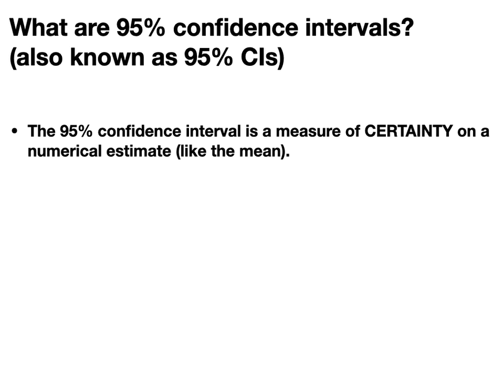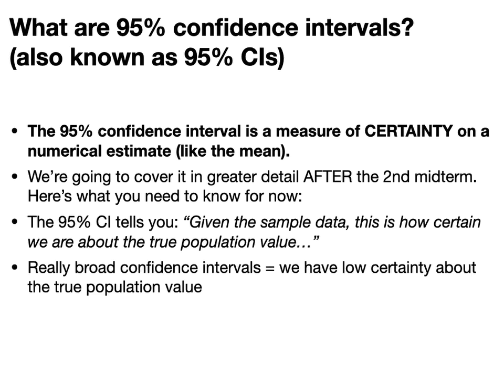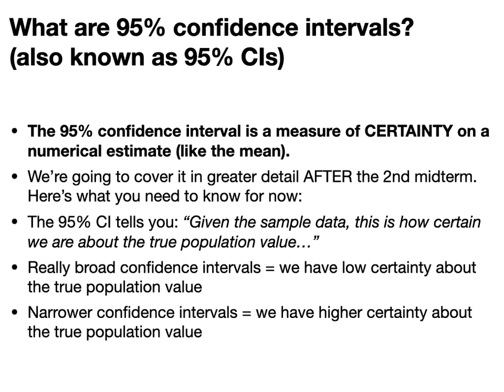Okay, so as a brief introduction, 95% CIs are a measure of certainty on a numerical estimate like the mean. Here's what you need to know for now. The 95% confidence interval is telling you, given the sample data, how certain we are about the true population value. So really broad, wide confidence intervals mean that we have low certainty about the true population value, and narrow, tight confidence intervals tell us that we have high certainty about the true population value.